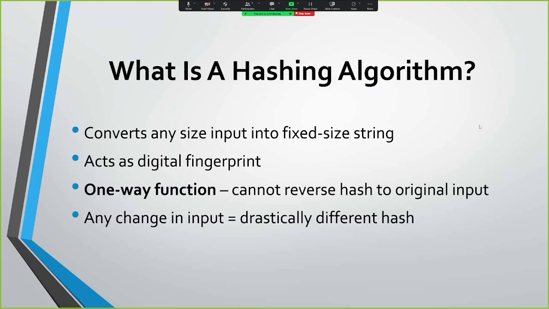Let's get started with what a hashing algorithm is. A hashing algorithm is a function that converts any size input into a fixed string output. It's called a hash or a hash value. It acts as a digital fingerprint. Hashes are one-way functions, meaning a hash cannot be reversed. You can't go the other way to get the original input. And any change in the input is going to create a drastically different hash.